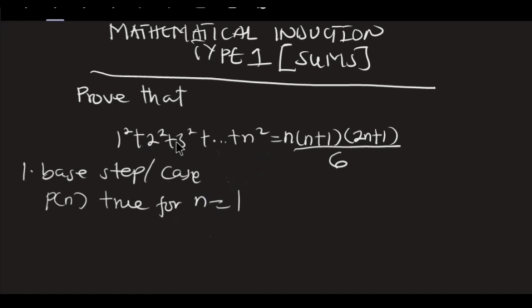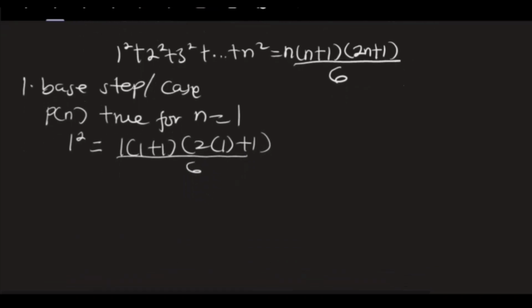On the left side, this means the sum of the first n terms, that is 1, which is equal to 1 squared. On the right side, wherever you see n, you put 1 there. So 1 plus 1, multiplying 2 times (1 plus 1), everything over 6. 1 squared is 1. 1 plus 1 is 2, multiplying this by 2 is 2. 2 times 1 is 2, plus 1 is 3, all over 6. So 1 is equal to 6 over 6, then 1 is equal to 1. Hence the base case has been proved.